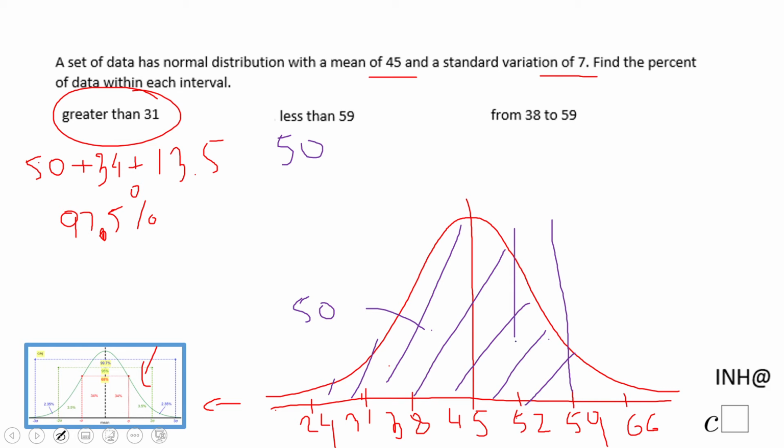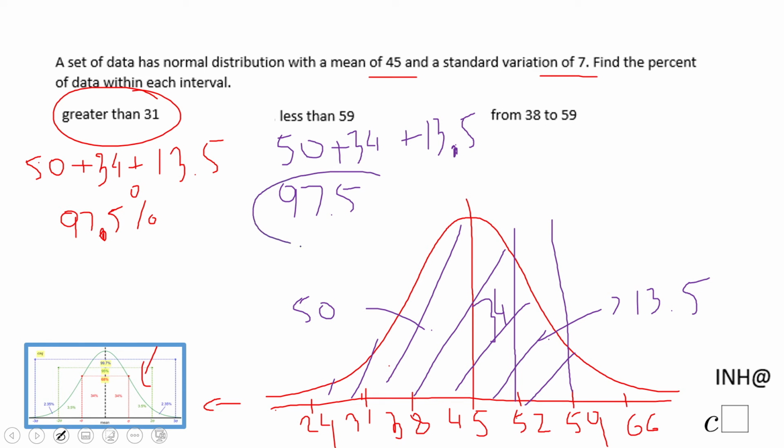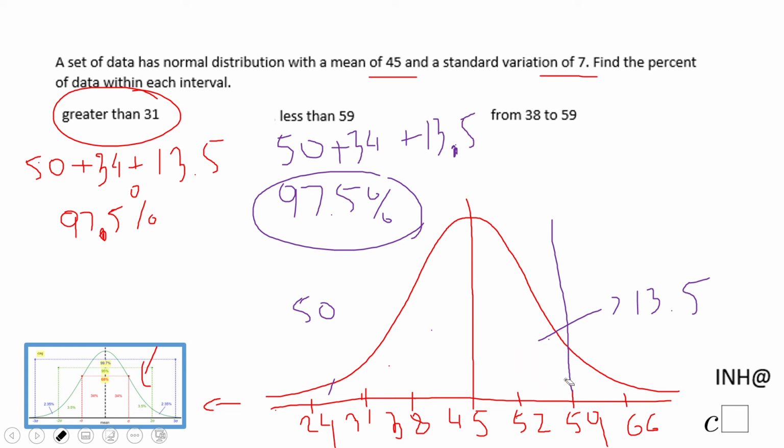Then we have this area, which is 34. Then we have this area, which is 13.5. If you add these three numbers, you're going to end up with the same answer as the first part, 97.5%. 97.5% of the data is less than 59. And again, I suggest you remember this strategy of the half of the bell curve. That is important to remember to answer questions like this.